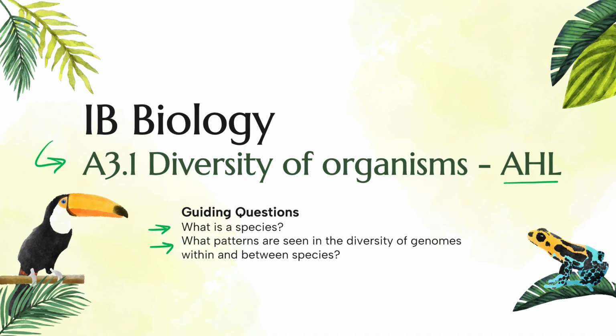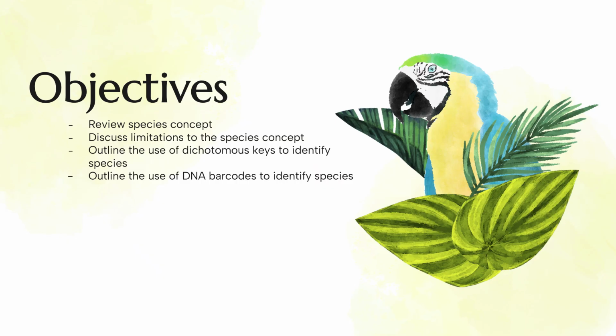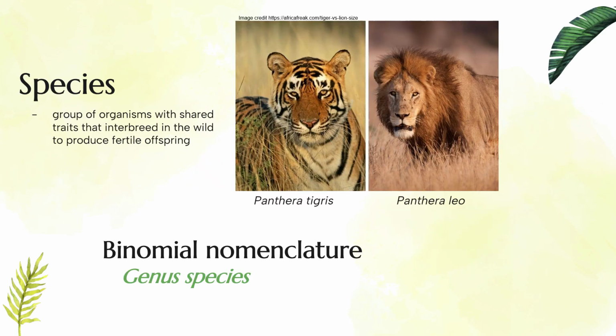And then we're going to look at patterns that are seen in the diversity of genomes that allow us to identify species. Our objectives, we're going to review that species concept and, like I said, discuss some of the limitations to that concept. Then we're going to talk about the use of dichotomous keys and DNA barcodes to identify different species.